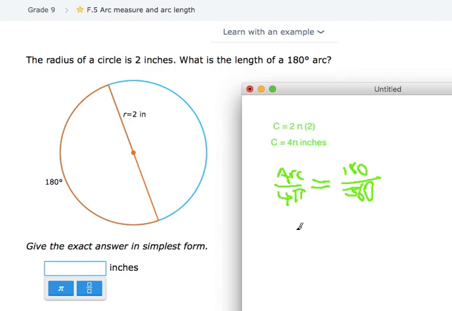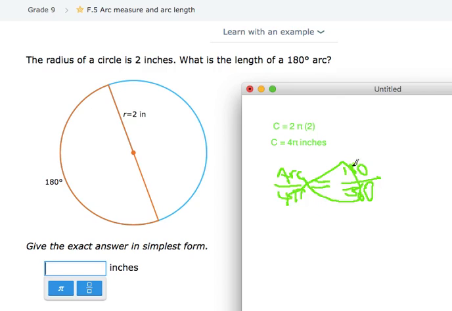So when you're doing these calculations, pi is just a number, but you can sort of think of it the same way you would work with a variable. Like if this were x, like if this said 4x, you do 4x times 180 divided by 360 to find out what you'd put for arc.